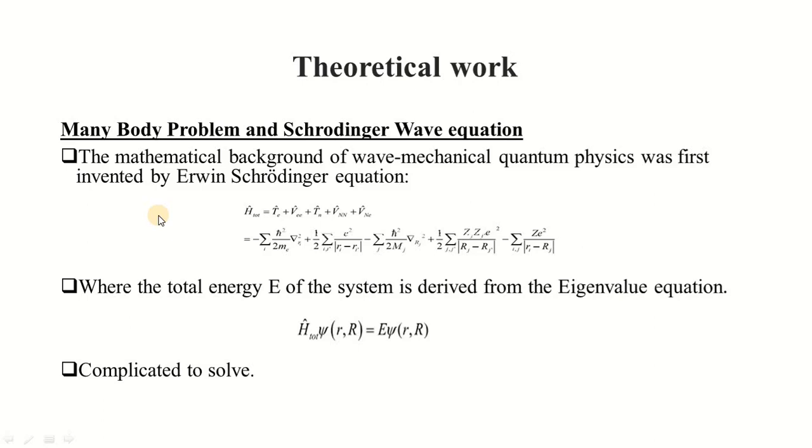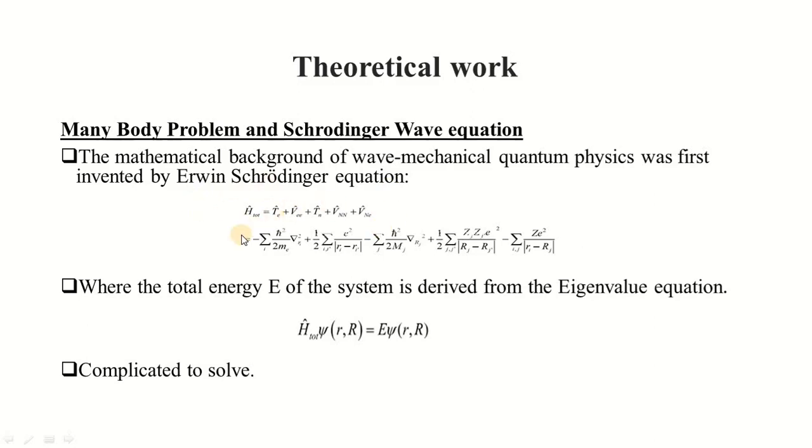So in this case the Schrödinger equation will be, first of all, we have the total Hamiltonian, which is equal to the kinetic energy of electrons plus the potential energy of the electrons. In other words, we can say the Coulombic interaction between two electrons, plus the kinetic energy of the nucleus, plus the potential energy between two nuclei, plus the potential energy between nucleus and electron. So this makes up the total Hamiltonian of the system.